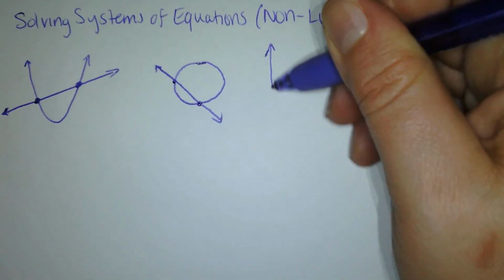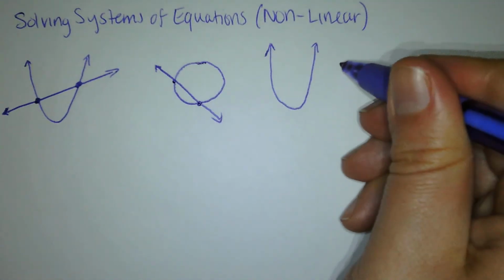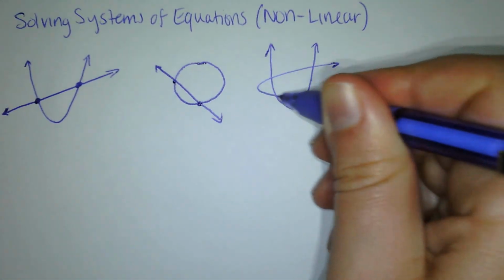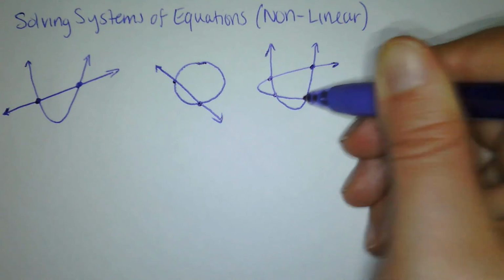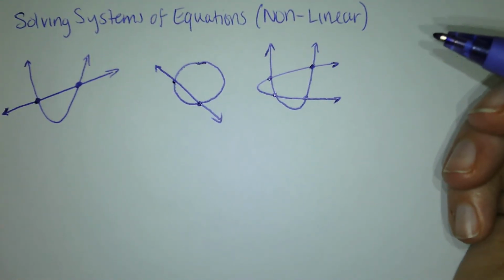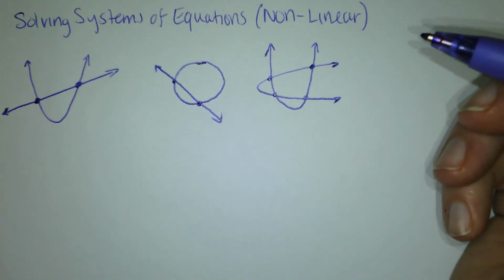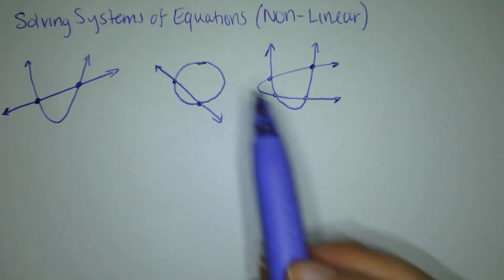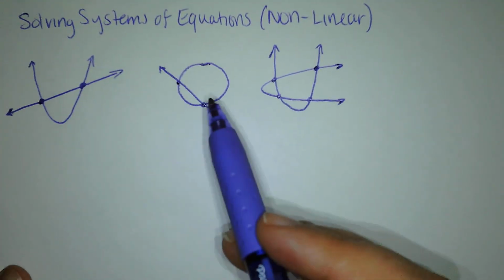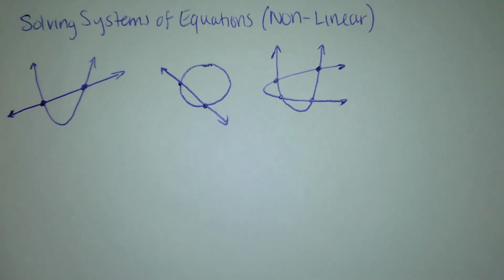a parabola that's intersected by a parabola? You can have up to four solutions. I mean, you can have more than four solutions. You can have a parabola intersected by a circle, anything crazy. We're mainly going to be looking at these two, though, so don't get too freaked out. These ones aren't super difficult.